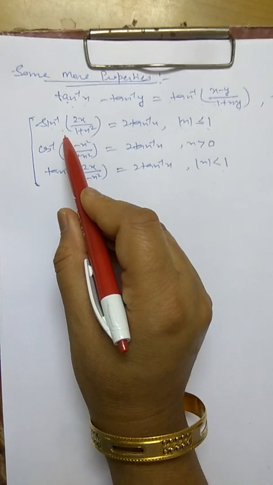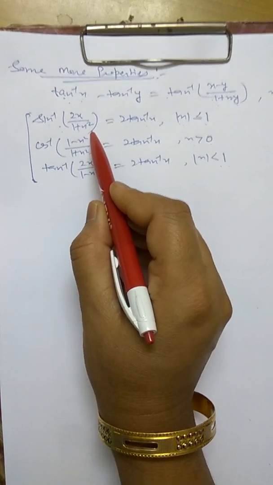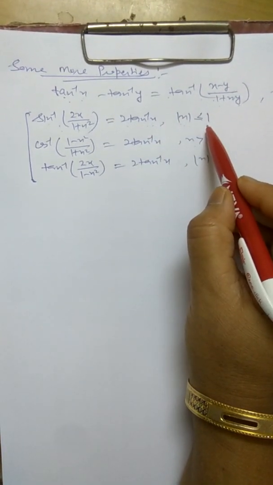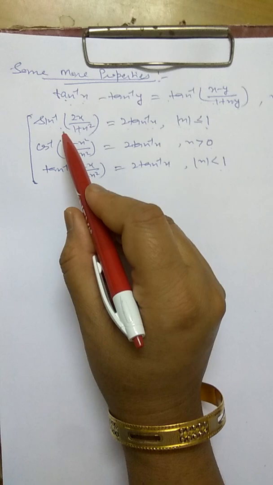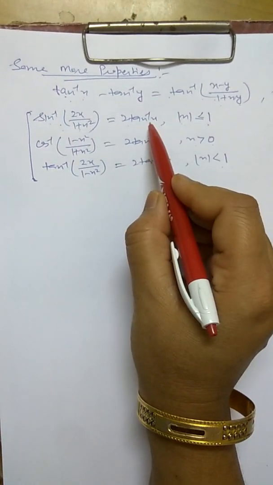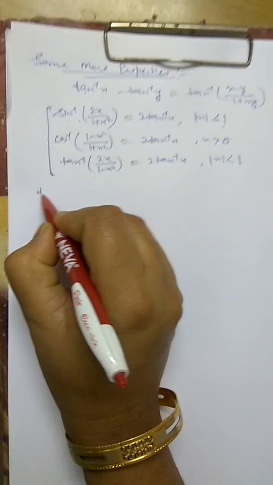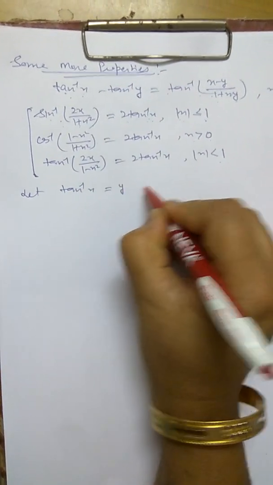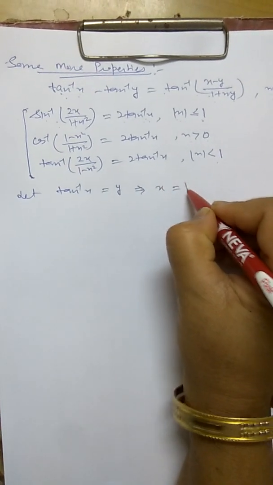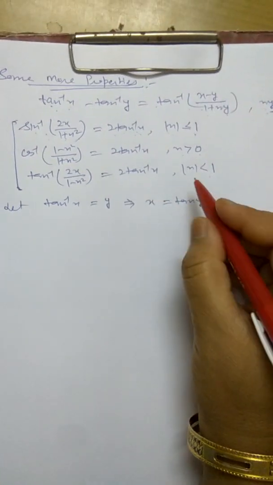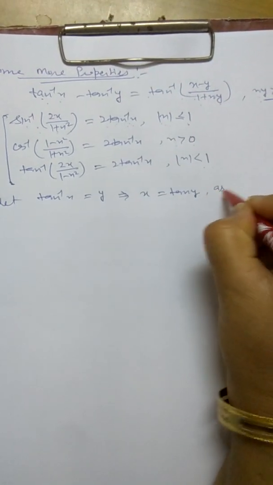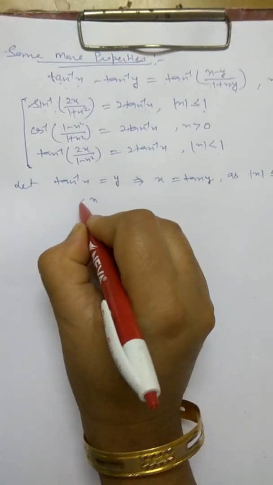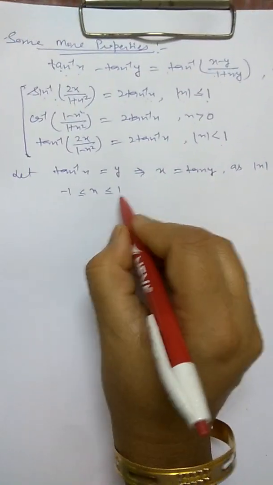This one: sine inverse of 2x upon (1 plus x square) is equal to 2 tangent inverse x, and mod of x is less than or equal to 1. Here we have sine inverse and here tangent inverse x. First of all, we have to suppose this tangent inverse x is equal to y. It means x is equal to tangent y. And as the condition, mod of x is less than or equal to 1, it means x is greater than or equal to minus 1 and less than or equal to 1.